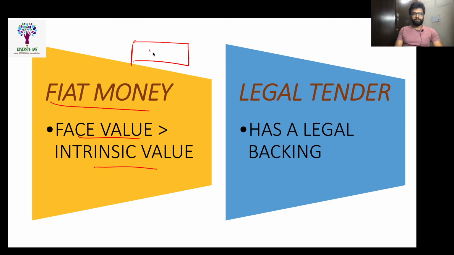For example, if you see the note of 2000 rupees, the face value of this note is 2000 rupees. But the cost of the paper and the cost of the ink is around 4 to 5 rupees. So this 4 to 5 rupees, the actual cost to make this 2000 rupee note, is the intrinsic value. Any currency whose intrinsic value is much less than its face value is known as fiat money. And the second thing is legal tender.